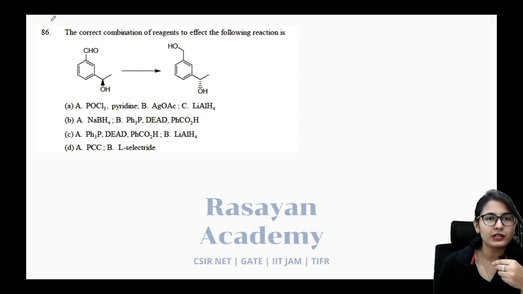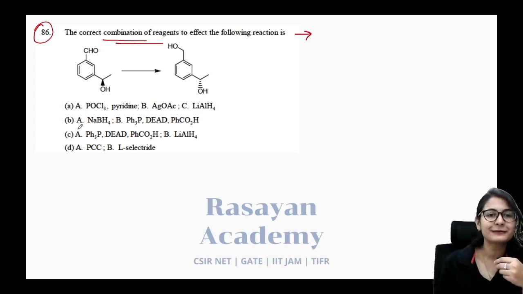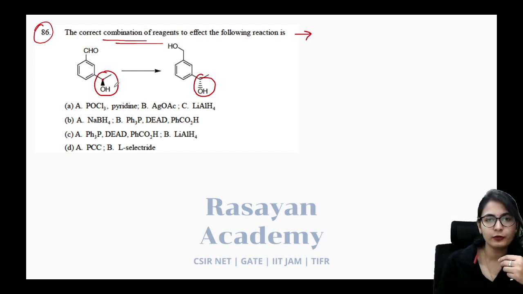Next important question, question number 86. The correct combination of reagents to effect the following reaction is. Now, you see, guys, one very important thing over here. What are the changes which are taking place? See that first. OH has gone from above to below. Second thing is CHO has been reduced.